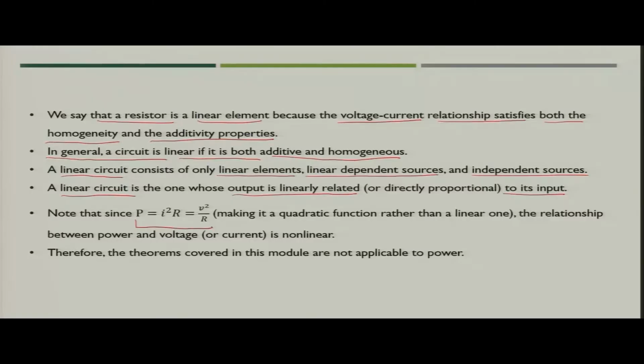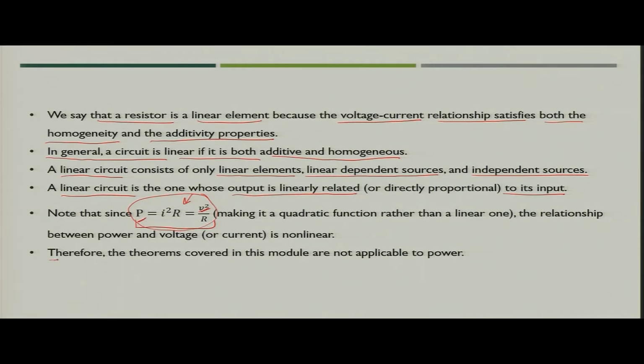Suppose your input is voltage and output is power across a resistor. What relationship will they follow? They will follow a relationship like P is nothing but I square R. Now, if you see this equation, the relationship between voltage and power is not linear. So in that case, you cannot apply the homogeneity and additivity property for getting the power across the resistor, because these are not linearly related.